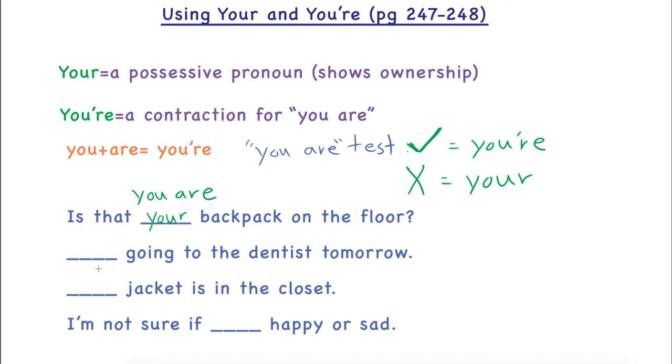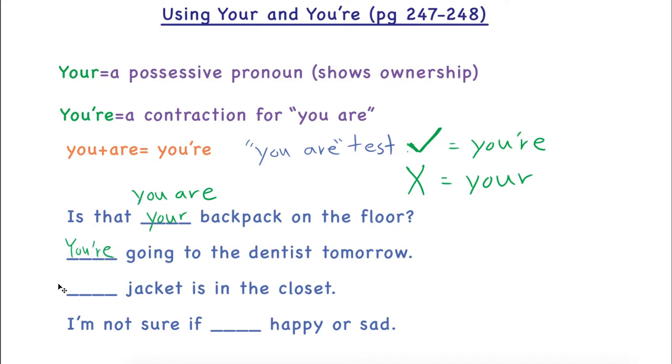All right, next one. Blank going to the dentist tomorrow. So, the "you are" test: "You are going to the dentist tomorrow." Does that make sense? Yes or no? "You are going to the dentist tomorrow." Yeah, that makes sense, right? So you would use the Y-O-U apostrophe R-E version of you're.